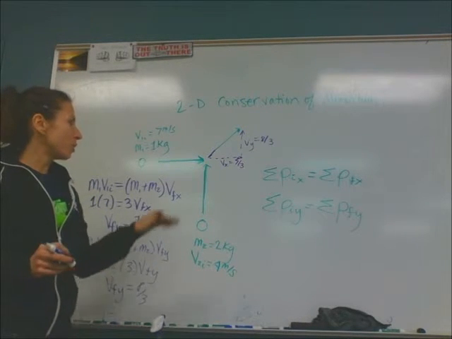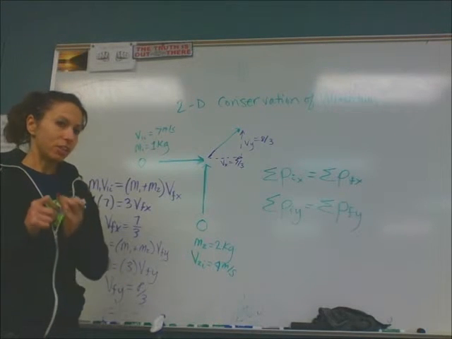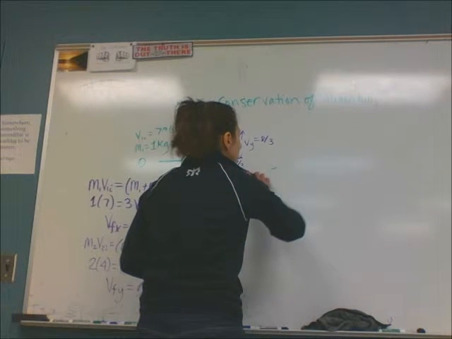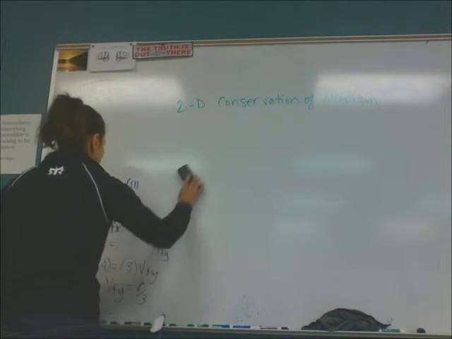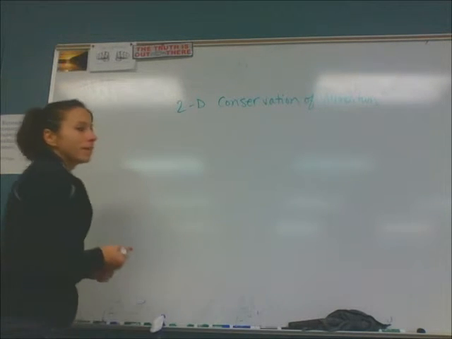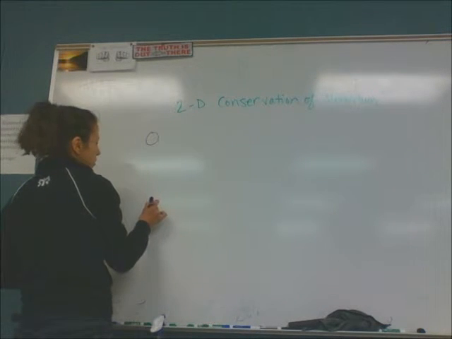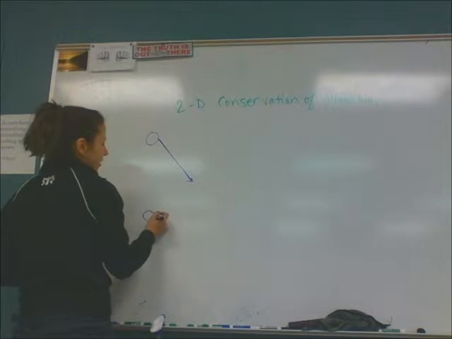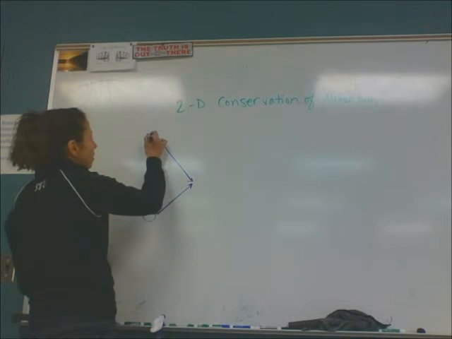If we do another example of conservation of momentum in two dimensions, it's going to be a little bit trickier. Let's say instead that you have two objects that are coming at each other like so, and they collide. Okay, let's call this object 1 and object 2. M1 is 2 kilograms and M2 is 6 kilograms.